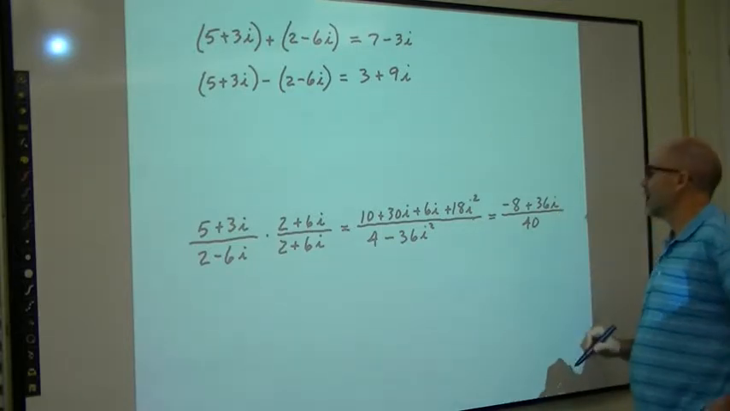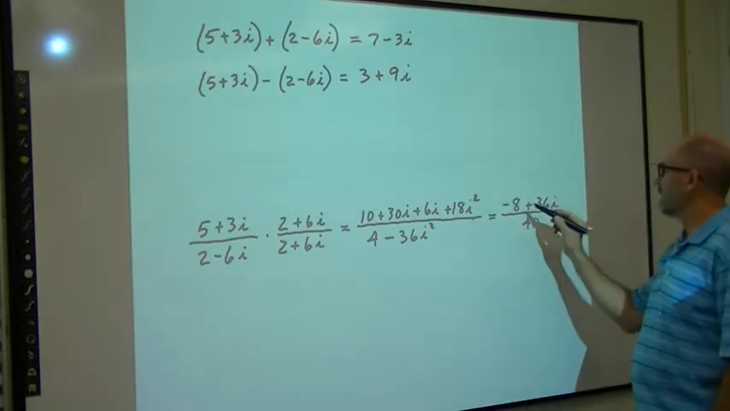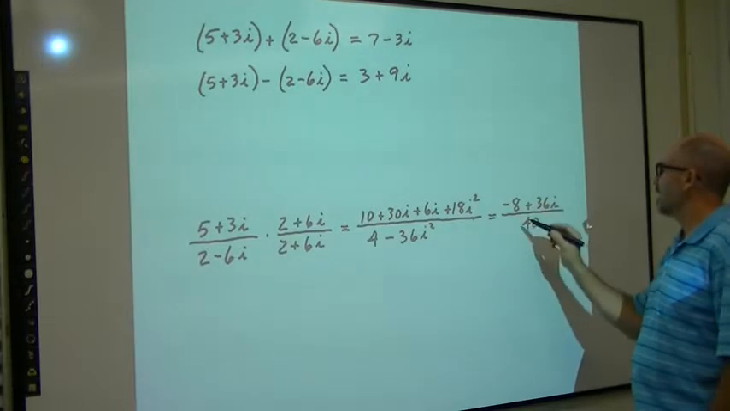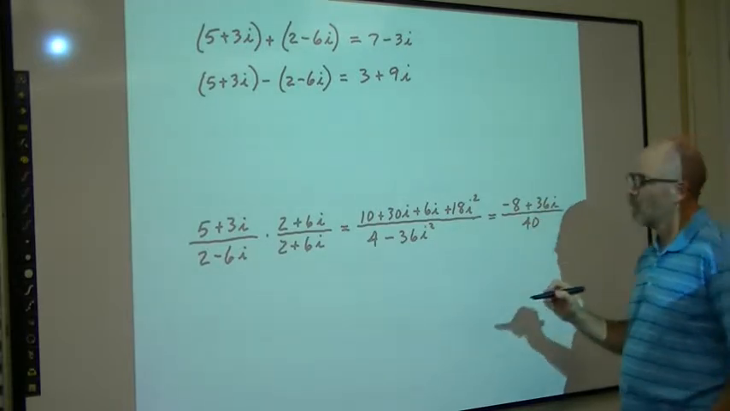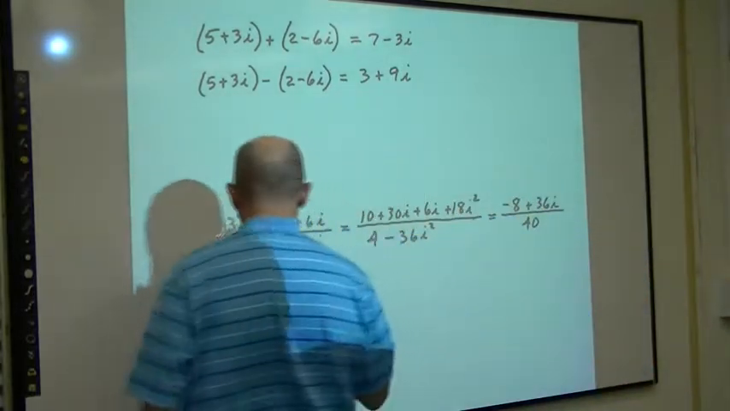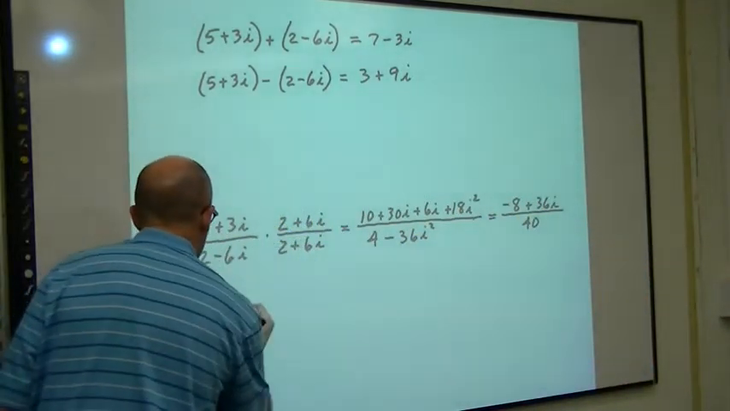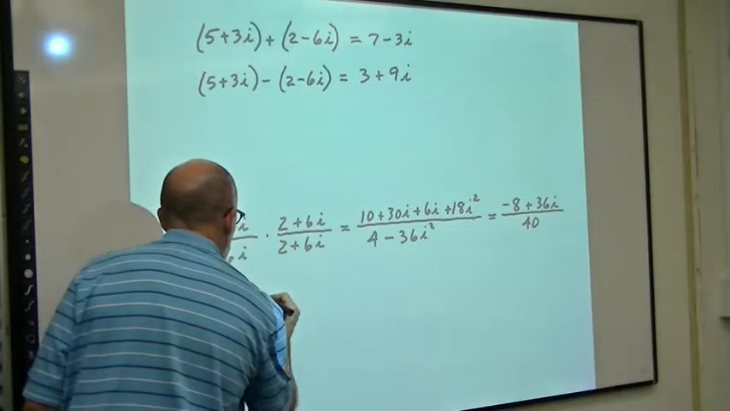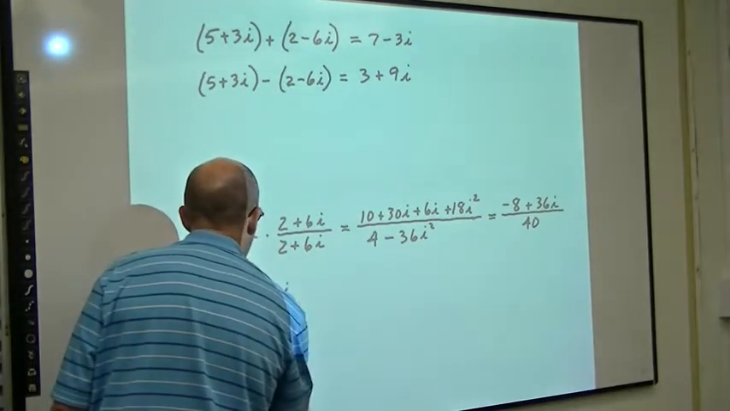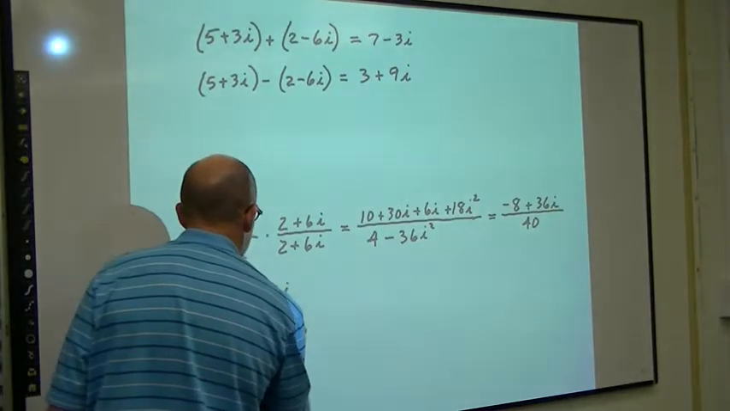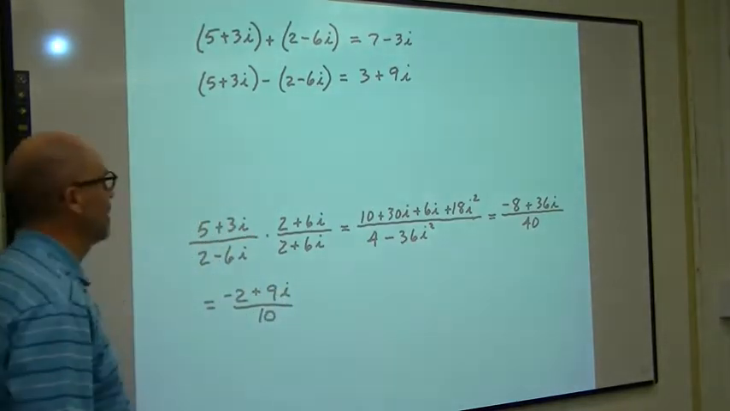Now, the next thing we can do is 8, 36, 40. There's a 4 in everything here. So we can make this negative 2 plus 9i all divided by 10.